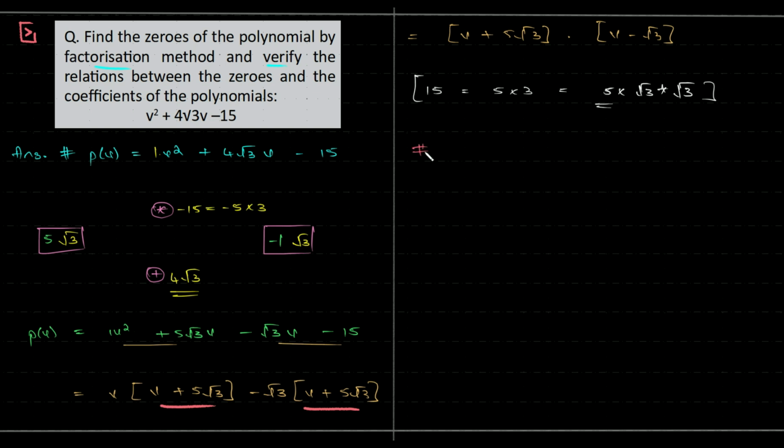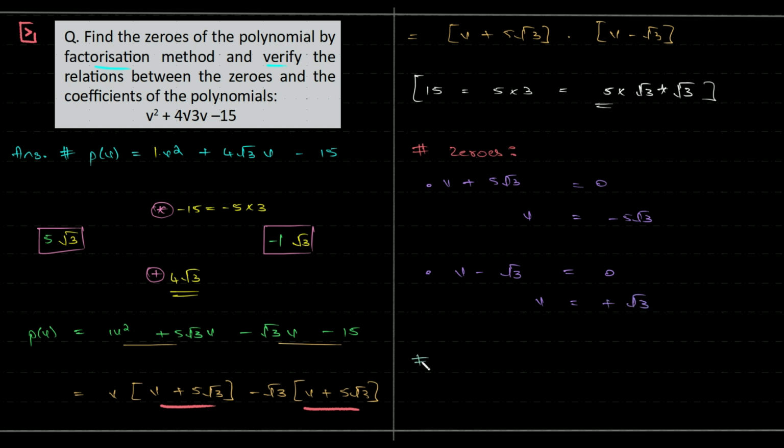Okay, now let's figure out the zeros. So we have v plus 5 root 3 is equal to 0. So v is equal to minus 5 root 3. Then we have v minus root 3, which is equal to 0. So v is equal to plus root 3.